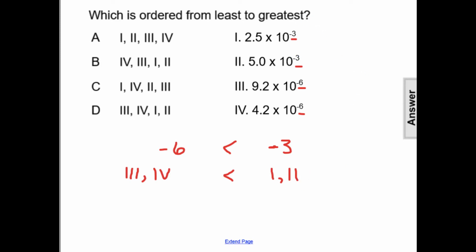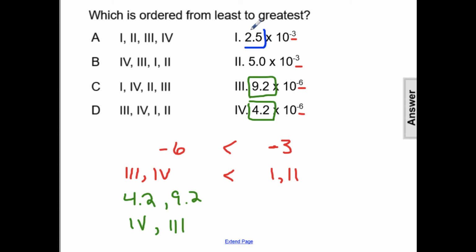Now, since we looked at each exponent individually, the -6 and the -3, we have to then look at the coefficients, since now they're the same exponent. Let's look at the -6 first. We have a 9.2 coefficient and a 4.2 coefficient. So here, 4.2 is less than 9.2, so 4.2 would be the smallest, followed by 9.2, making number 4 less than number 3.